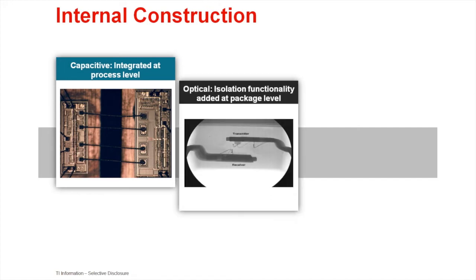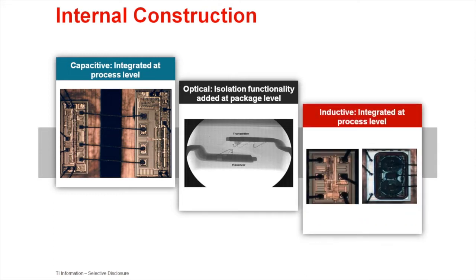Optical-based isolation, which gets its isolation from the package level, is acquired here. You can see a cross-sectional view of the transmit and receive chip setup, which would then be covered with mold compound. And lastly, we have our inductive-based isolators, which have integrated at the process level its isolation technology through the inductive coils.